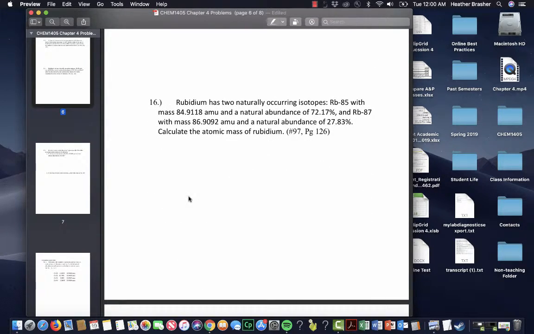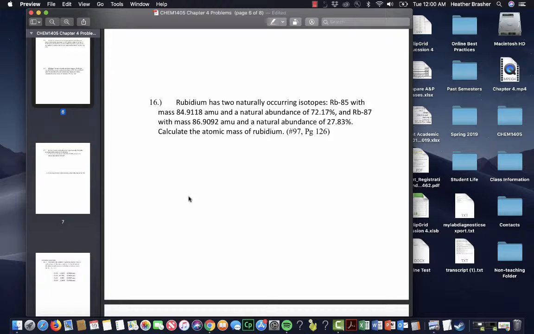So let's look at this. This one's a little bit more intense. It's number 97, and it basically says rubidium has 2 naturally occurring isotopes, Rb-85 with a mass of 84.9118 atomic mass units and a natural abundance of 72.17%, and rubidium-87 with a mass of 86.9092 AMU and a natural abundance of 27.83%. Calculate the atomic mass of rubidium.